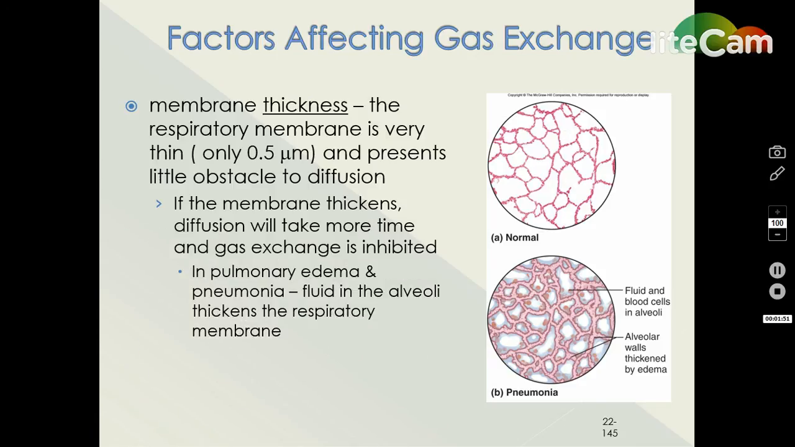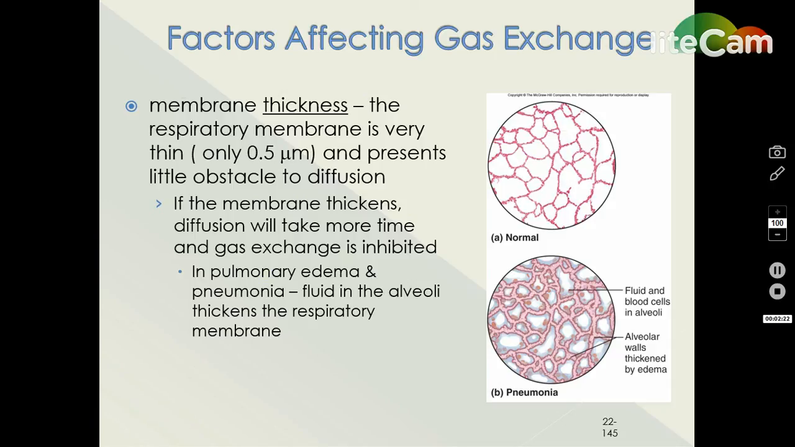Something else that will impact gas exchange is how thick the respiratory membrane is. So typically the respiratory membrane is very thin. Remember that it's made up of simple squamous endothelial cells lining the capillaries, the simple squamous cells lining the alveoli, and a shared basement membrane. So this is not a large obstacle for these gases to diffuse across.